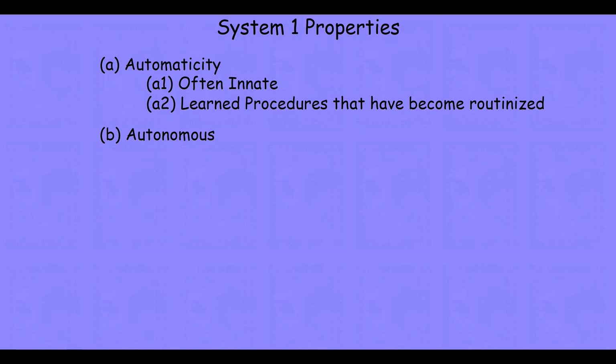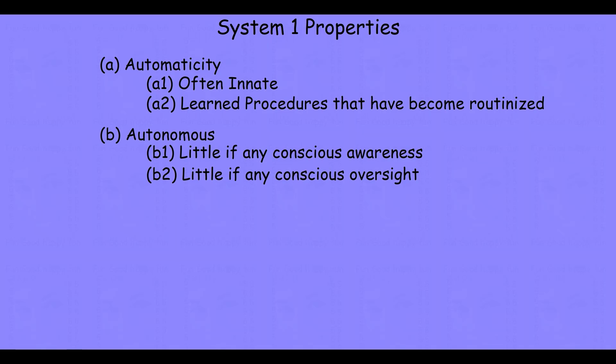They're autonomous. That is, they don't draw heavily on working memory, if they draw on working memory at all. And for this reason, these System 1 properties tend to have little, if any, conscious awareness. So we're oftentimes not aware that we're making the inference that we're making. They have little conscious oversight. We're not consciously deciding whether or not that inference strategy is applicable or being executed well. And usually we have little, if any, conscious insight also.